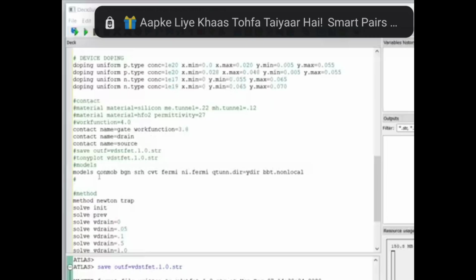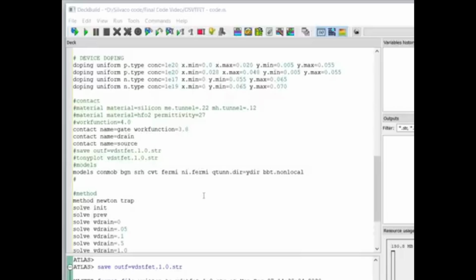Next, we are using the models: concentration mobility model, BGN model, SRH model, Shockley model, CVT model, Fermi model. Next is the quantum tunneling model, equal to Y directory, BBT non-local model. After defining the model part, you have to define the method statement. We are using two methods, Newton and trap.